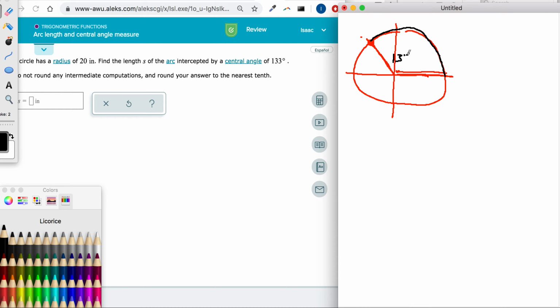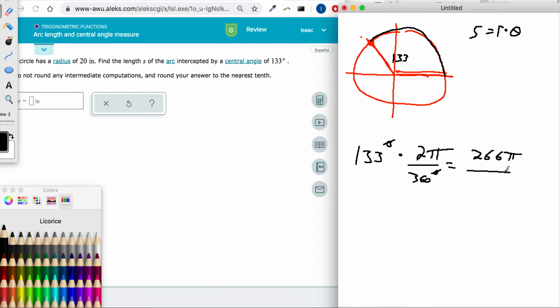Remember the rule with the formula I just gave, though. S equals r times theta. Theta has to be in radians. 133 needs to be converted from degrees to radians. So we multiply it by 2 pi, divide by 360, because this is a circumference in radians. This is the circumference in degrees. So you're multiplying it by 1. So the degrees cross cancel. That's why I had 360 on bottom. So this is 266 pi over, did I do that right? Yeah, over 360. That's our angle. That's 133 degrees in radians.